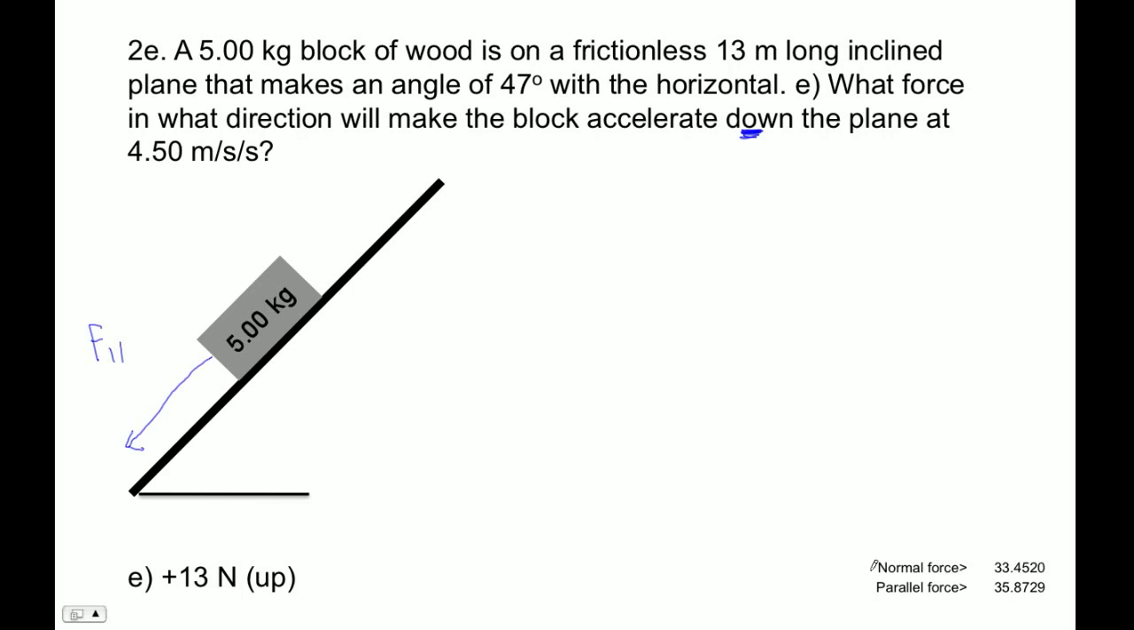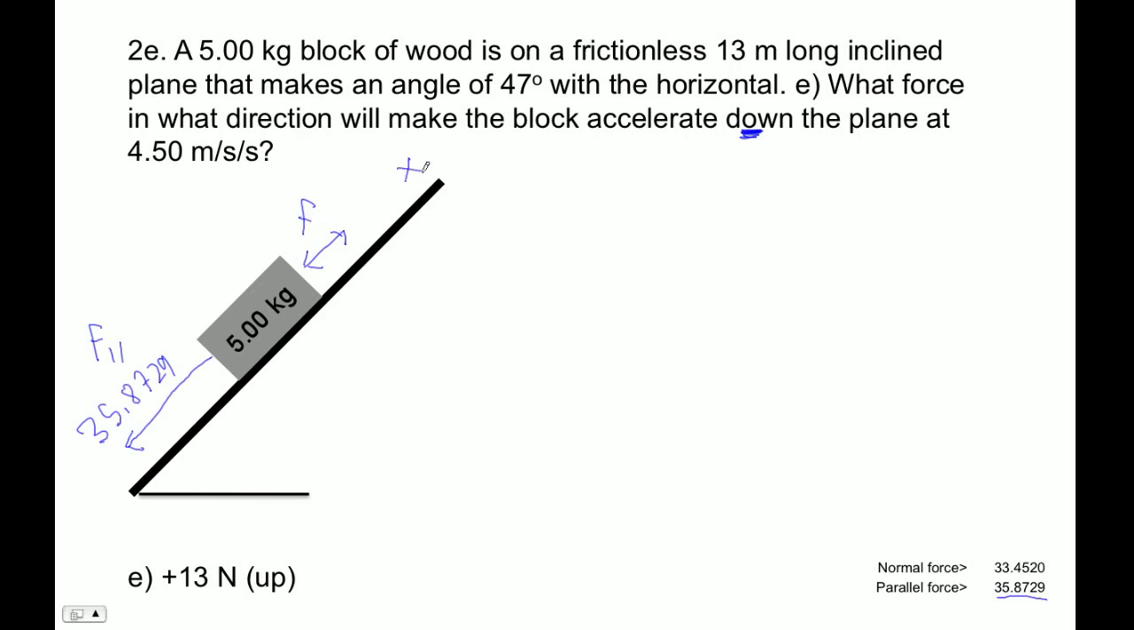And in part A, we calculated that to be 35.8729, right? So let's write that in here. And then there's some unknown force. And honestly, I don't know whether this should accelerate down the plane faster than 4.5 or slower than 4.5. I don't know whether that force is up the plane or down the plane to make it accelerate like that. Okay? So let's just say F, right?